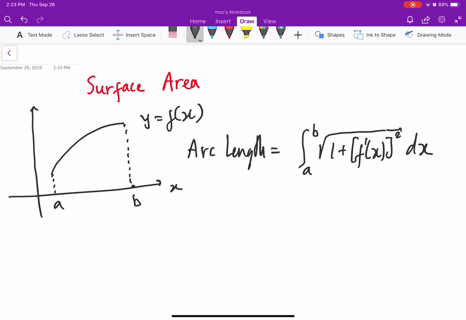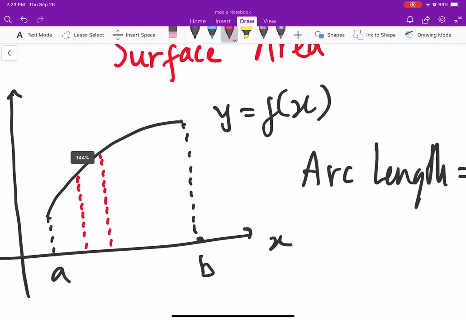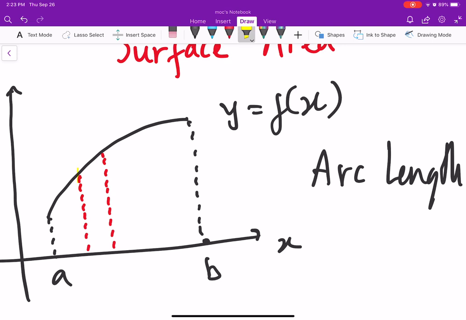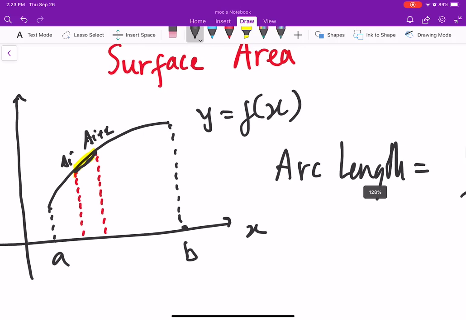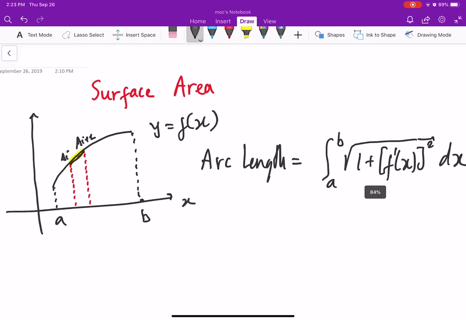And let me remind you of the main idea to obtain this formula. You split a and b into small pieces. Let's zoom this out, and then we approximate the arc length by the length of the straight line, by the distance between these two points, ai and ai plus 1. Then we sum them up, consider some limit, and we get the formula.